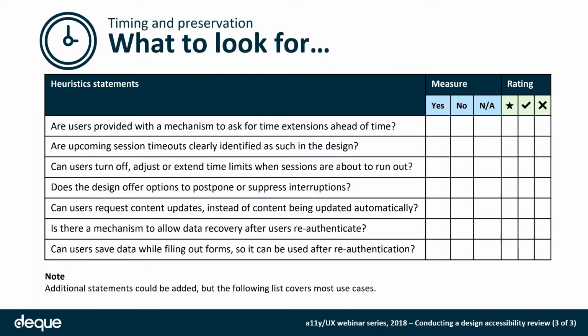So the idea here is that depending on context, depending on what the sites are and all that stuff, of course, having the ability to opt out of those interruptions if you're in the middle of a particular task, or just being able to request those updates on your own terms, basically. So the first one is about does the design offer options to postpone or suppress those interruptions entirely, and then can you request content updates instead of content being updated automatically as you're going through content.